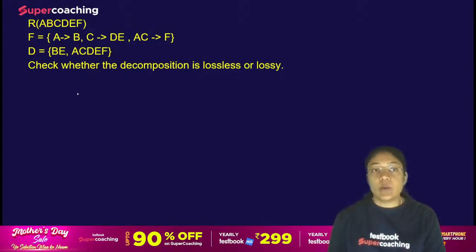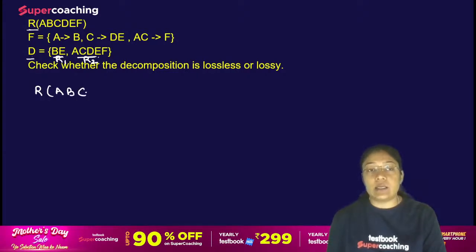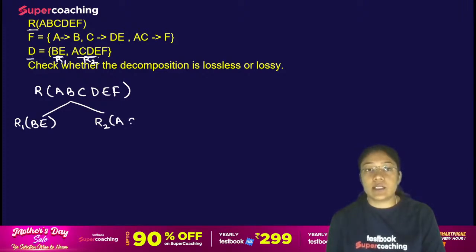Okay. Next question. Here also the relation R is decomposed into two sub-relations. R is having the attributes A, B, C, D, E, F, and this relation is decomposed into sub-relations. R1 is having two attributes B and E. R2 is having the attributes A, C, D, E, F.